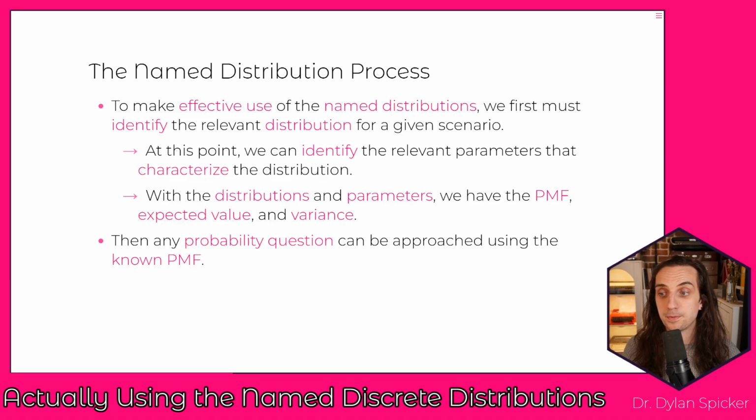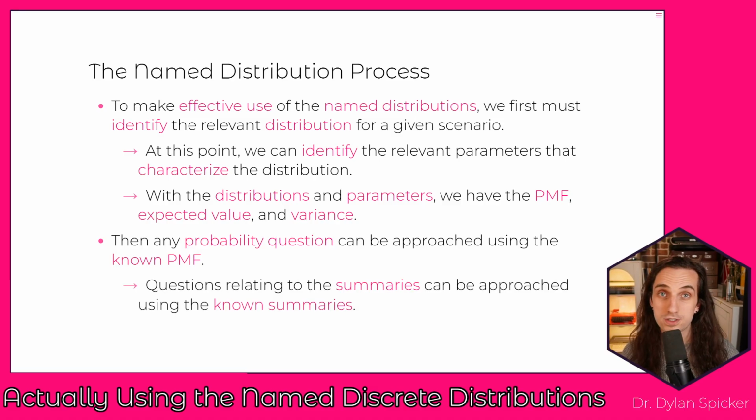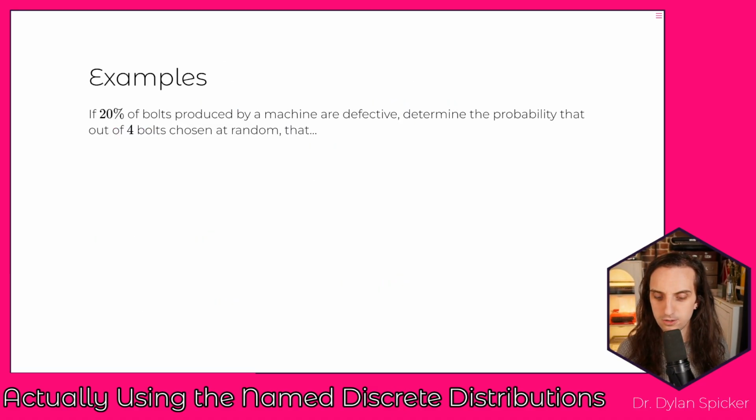And then any probability question can be approached using the known PMF. At that point, the PMF is just like any other PMF, right? And so all of the rules of probability are still going to apply. All of our properties are still going to apply. The same thing goes for the summaries. The expected value and the variance are already known as well. So if we wanted to consider questions relating to those values, we're going to be able to use them directly as well. Okay, so let's just go through several examples that highlight why this is an effective tool for us to be thinking through.